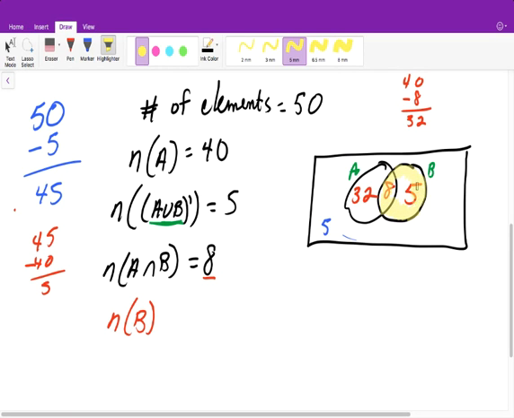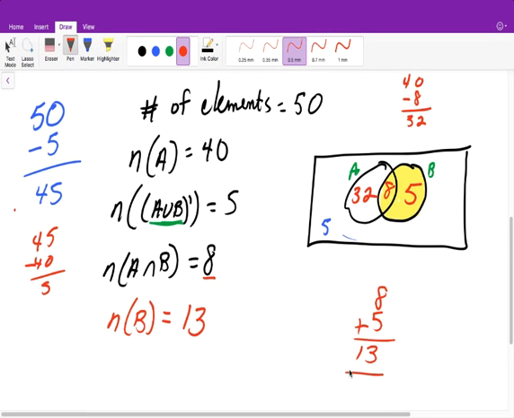So a lot of you guys on this question, you didn't solve it correctly because you only said 5, but it doesn't say how many are in only B. It's how many are in B total. So it's everything in that circle B. So 8 plus 5 is equal to 13. So that means 13 elements in circle B.